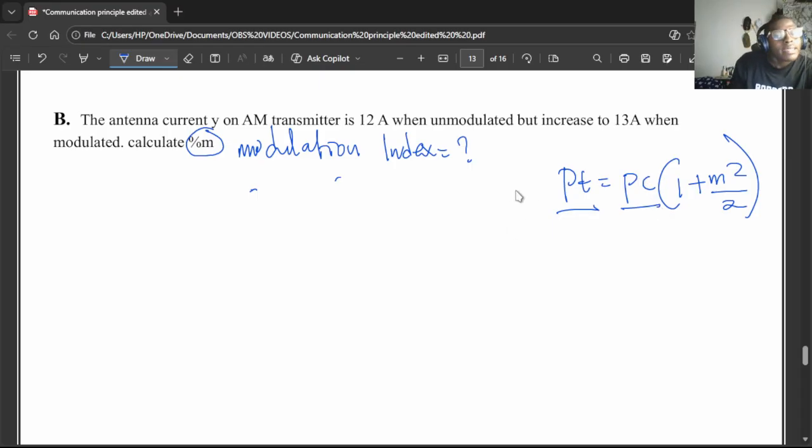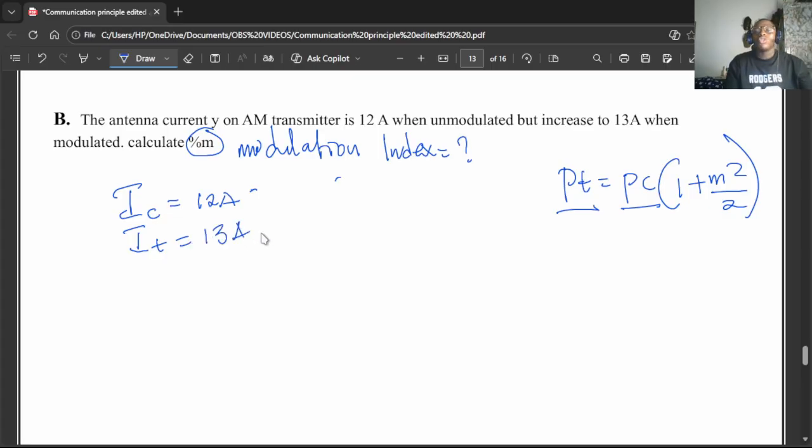We are given current. First, the carrier current, which is 12 amp. And we are given the transmitted current, since it is unmodulated but increases. So your transmitted current, IT, is equal to 13 amp. What you should ask yourself is, how do we solve for the modulation index with our known parameters?